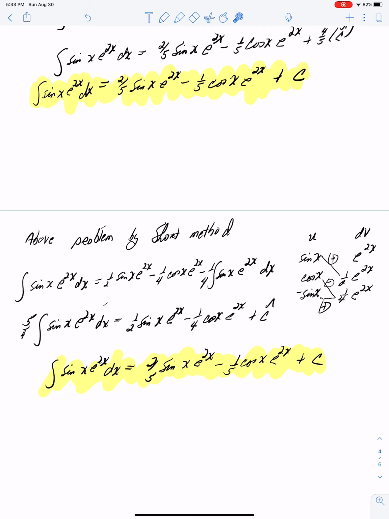By the way, some of this stuff you might be able to do in your head. So I get 5/4 of the integral I want to know equals this. Just like I did above, I divide everything by 5/4, which is the same as multiplying by 4/5. And 4/5 times 1/2 is 2/5. And 4/5 times minus 1/4 is minus 1/5. And then I'm going to have 4/5 of c hat. But 4/5 times an arbitrary constant is just an arbitrary constant. And you see in 3 steps of the short method, I have my answer.